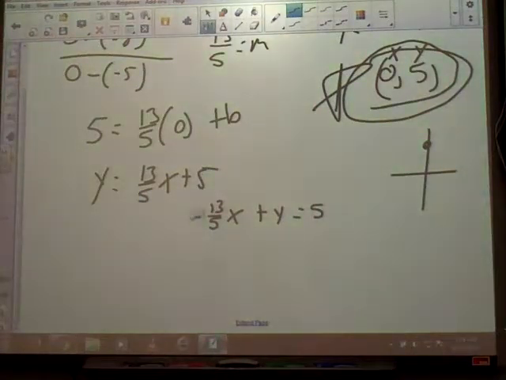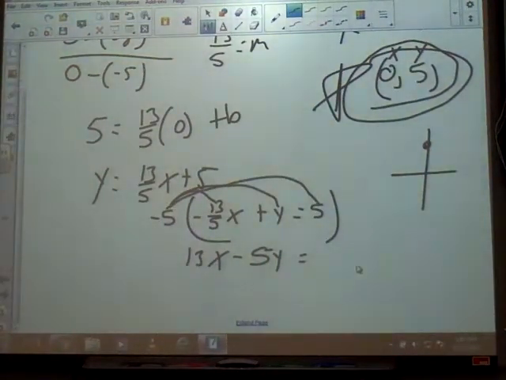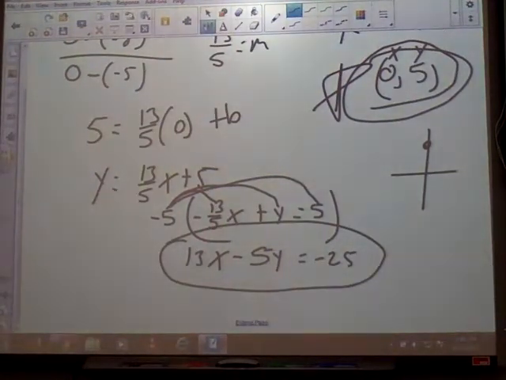So I need to multiply it all by what? Negative 5. The reason 5, because that'll cancel out that denominator. So I'm going to multiply by negative 5. Negative times negative is positive. 5 over 5 cancels out. You got 13x. Negative 5 times y is negative 5y. And negative 5 times 5 is negative 25. I bet you we've probably got a choice that says that. How about B?